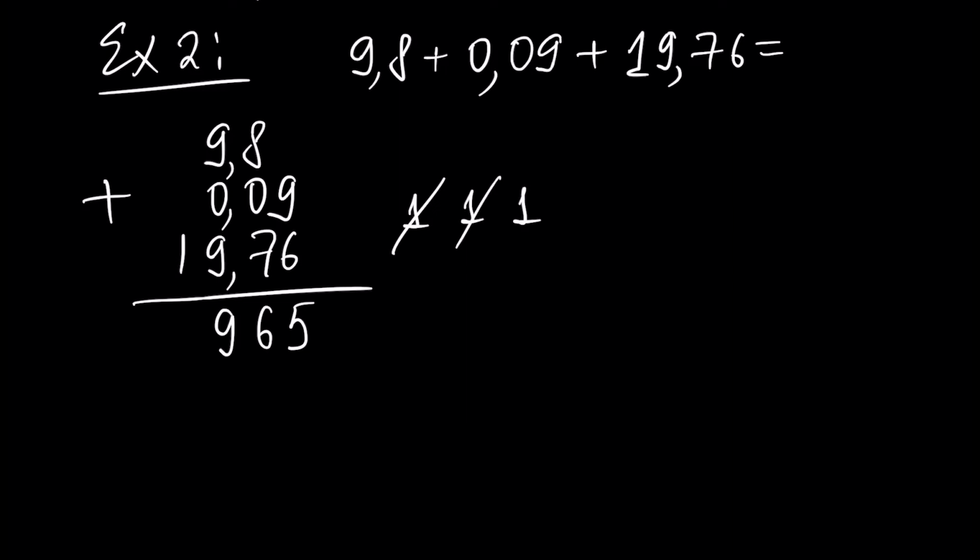Next, this one is written here, but we have remembered 1, and we use this one, so 1 plus 1 is 2. And at last we write a floating point in its place, and the answer will be 29.65.